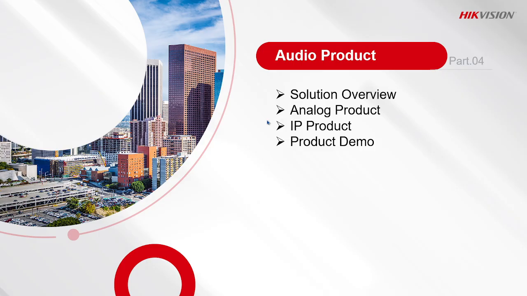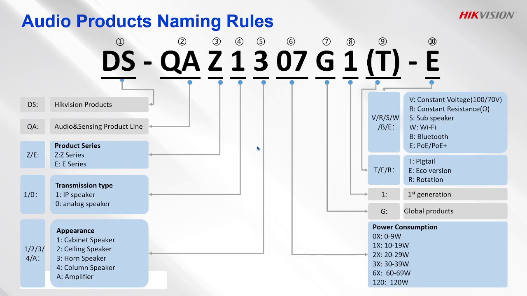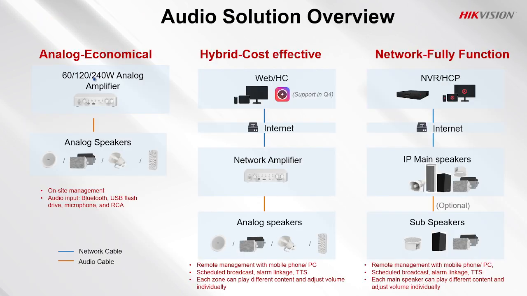Now we have the audio products. This is the last topic on our solution. For audio products, we look at the kits. These are the solutions that HIKVISION will give you. We have the amplifier with analog speakers for audio. Then we have HIK Connect with a network amplifier.